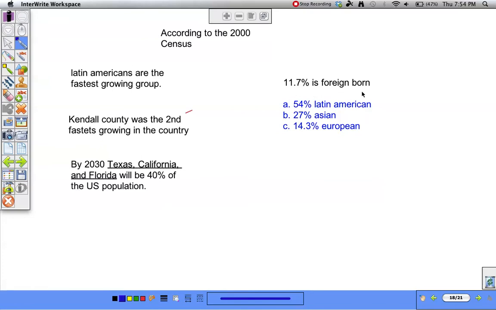About 11.7% of Americans are foreign born. Most of those people come from Latin America, a region that includes Mexico and Central America and South America combined. And then the second is Asia, then Europe.